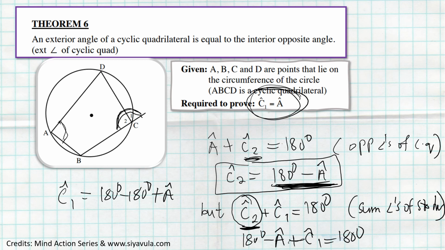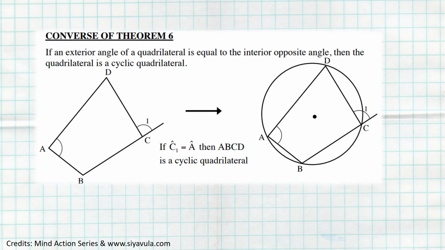Yeah, plus angle A. So 180 minus 180, they cancel. Then we have finally proven that indeed an exterior angle of a cyclic quad will be equal to the opposite interior angle. Okay. All right, so before we look at an example, let's look at the converse theorem.